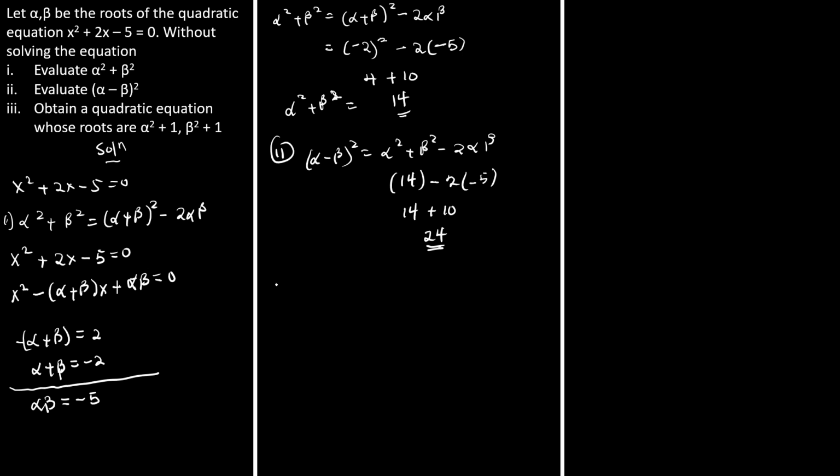So the third question, we are supposed to obtain a quadratic equation whose roots are alpha square plus 1 and then beta square plus 1. So in this case, the formula that we had earlier is that x square minus sum x plus product is equal to 0. Let me get to my black screen. In this case, we were given alpha square plus 1 then beta square plus 1.